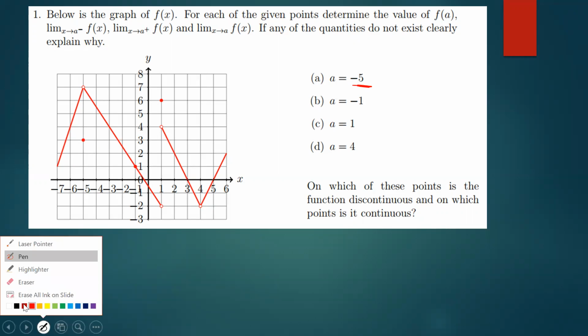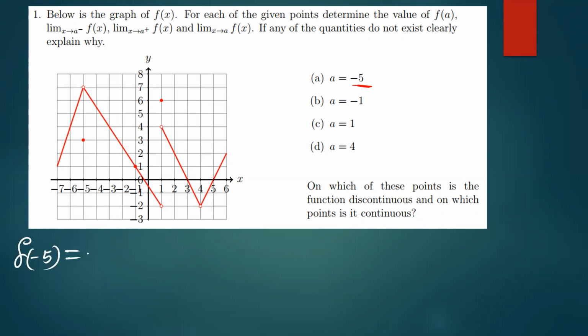That is how simple it is. So the answer there is 3. Then for the same -5, let us find the limit of f of x as x is approaching -5 from the negative side. How do you find this? We have to check the graph and see the number that we're going to have as x is approaching what?